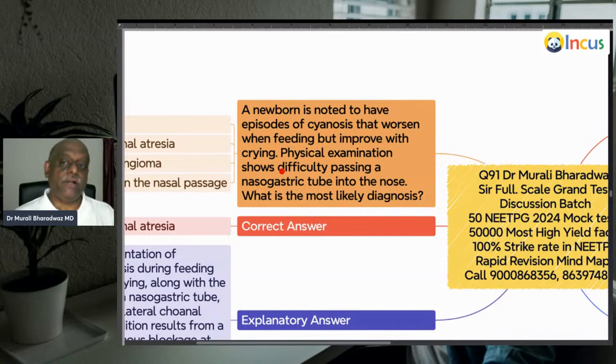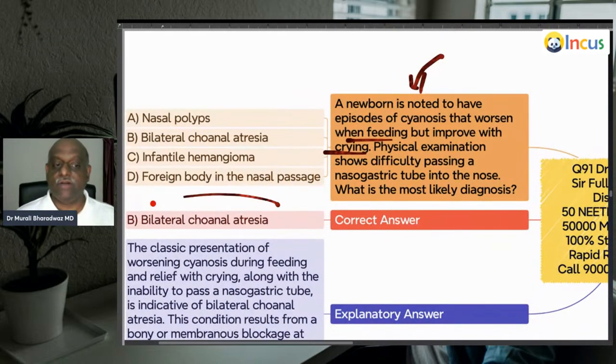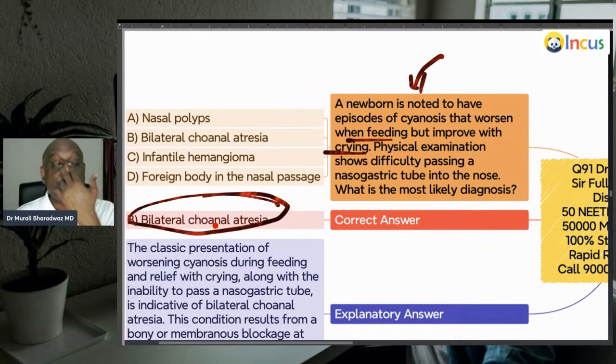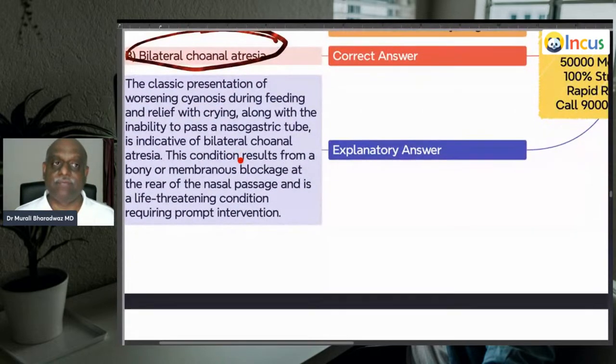A newborn is noted to have cyanosis that worsens when feeding but improves on crying. Difficulty to pass a nasogastric tube. What is the possibility? Bilateral choanal atresia. If it is there, it is difficult to pass the feeding tube.